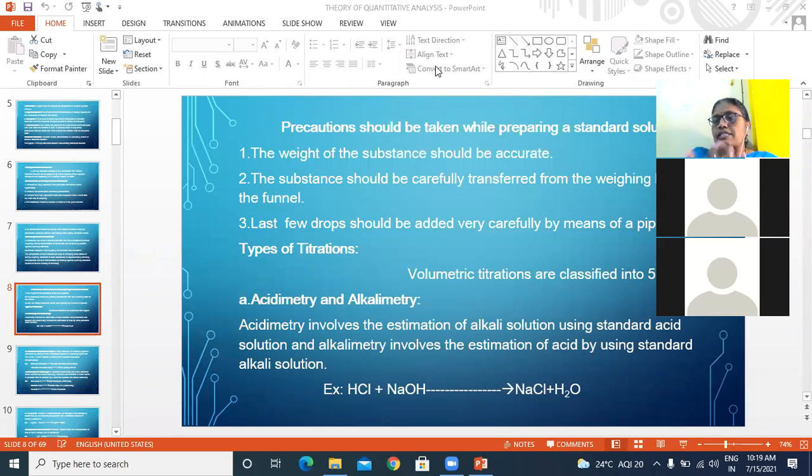In the next class, we can discuss what the different types of volumetric titrations are, and using those volumetric titrations, how we can estimate the amount of substance present. That is the main theme of the theory of quantitative analysis, which we can discuss in the next class. Okay.